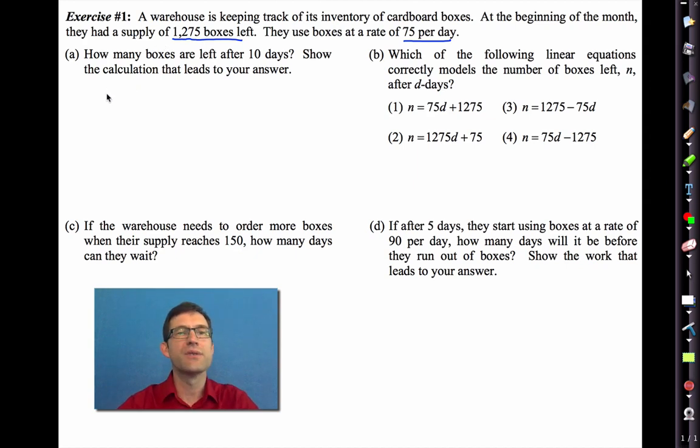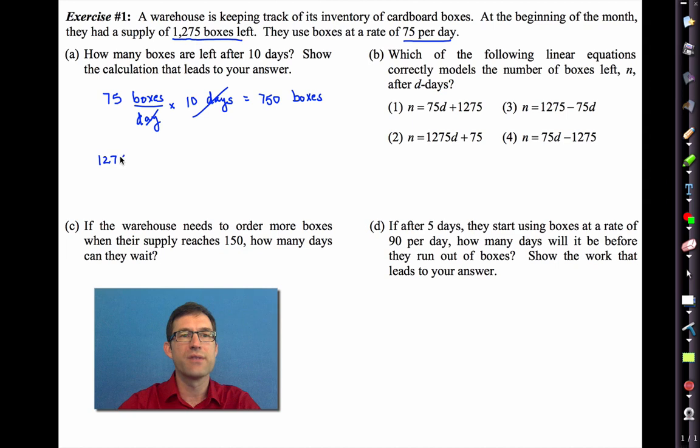Well, a lot of students are going to do the following. They're going to say, I use up 75 boxes per day, 10 days have gone by, and that means that we've used up 750 boxes. But of course, we started with 1,275 boxes. So we subtract off the 750, and we find 525 boxes are left. So after 10 days, 525 boxes are left.